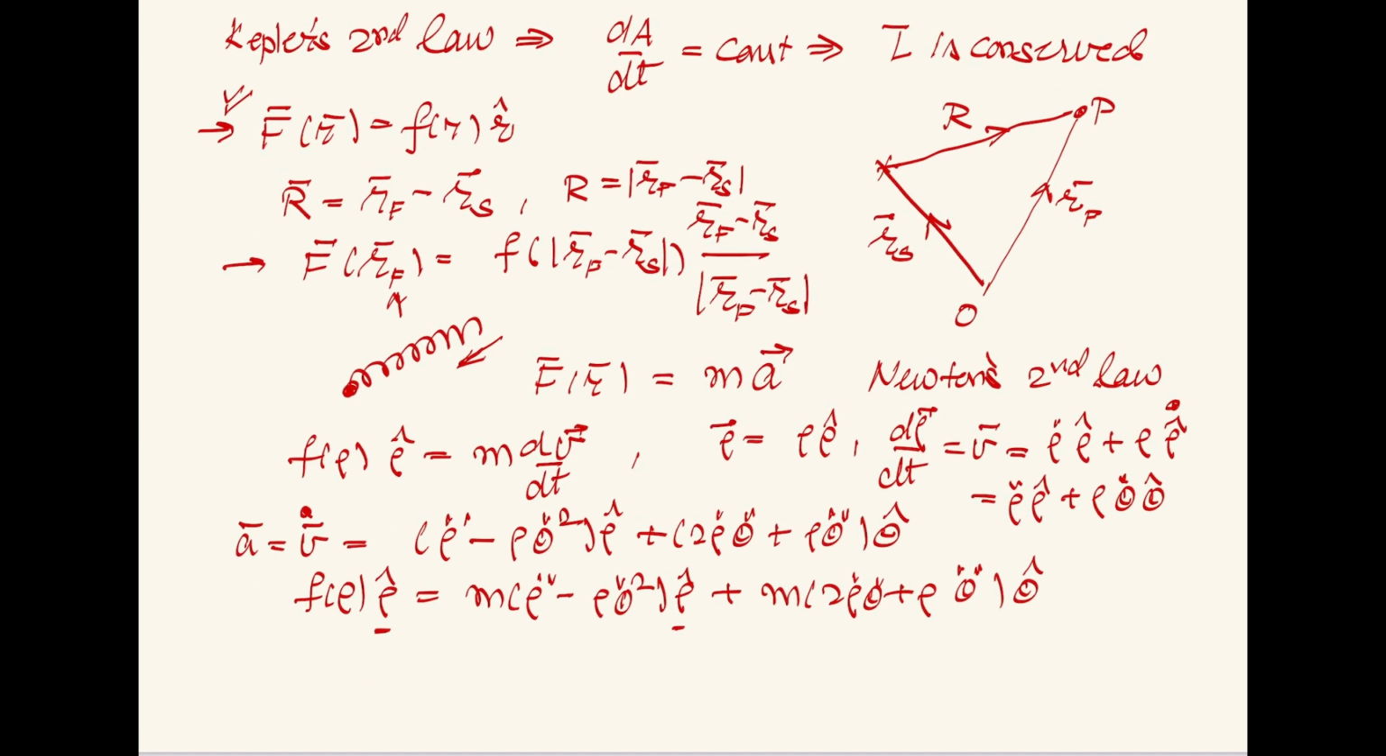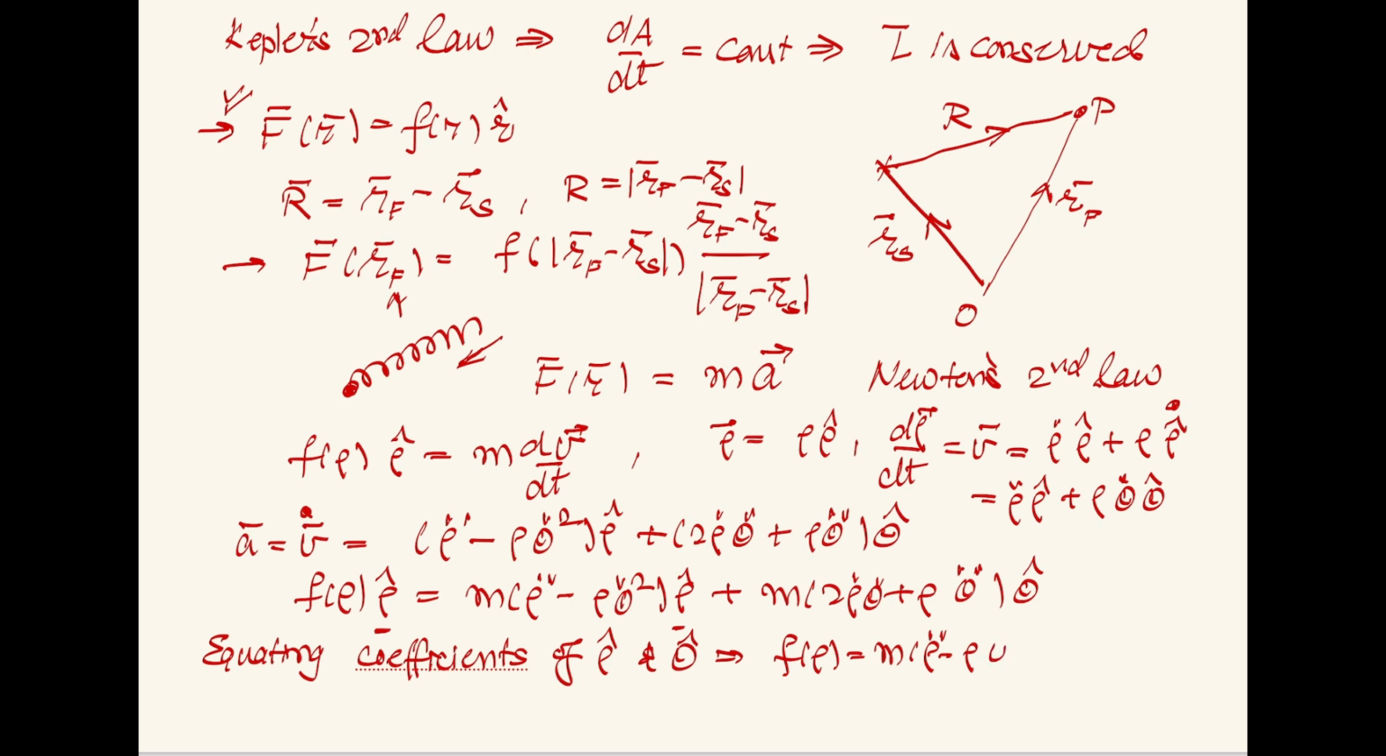So let's try to do that. So equating coefficients of rho cap and theta cap, what does that give you? That gives you two equations. One is of course f of rho is equal to m into rho double dot minus rho times theta dot squared. This is one equation, the other equation is m into twice rho dot theta dot plus rho theta double dot is equal to 0.